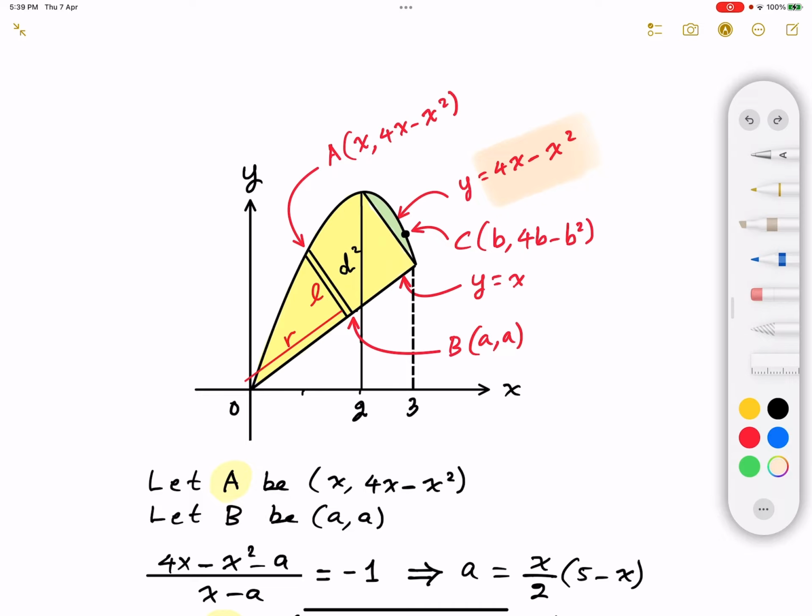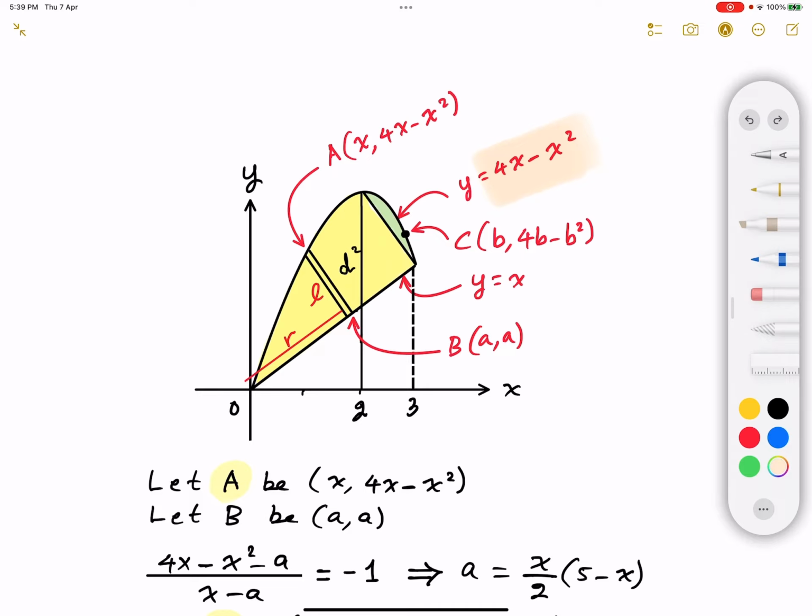What I did here, I assumed a point, which is this point here, point A, with x being any point on the curve that changes between 0 and 3. Since the equation of this curve is 4x minus x squared, the coordinates of the point A are going to be x and 4x minus x squared. So that's A.